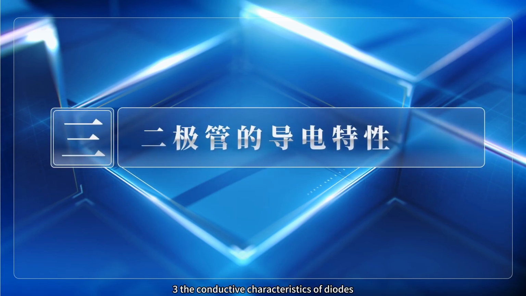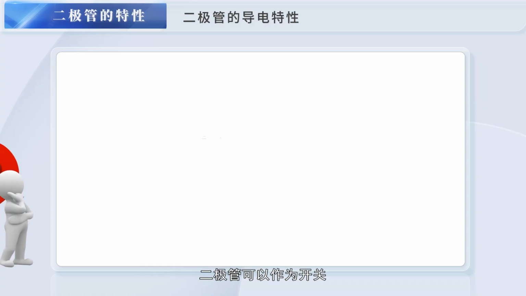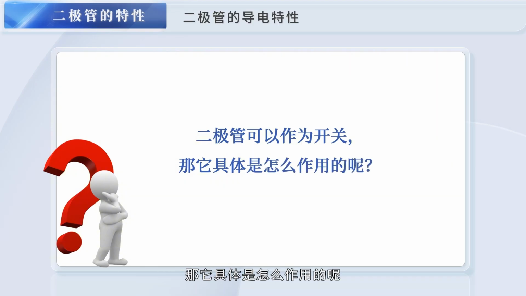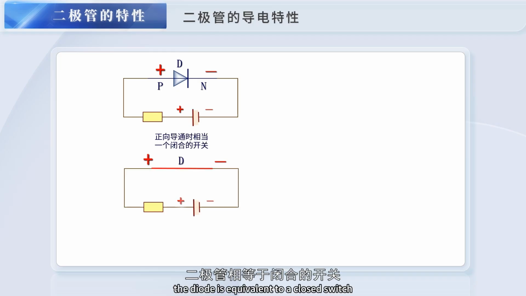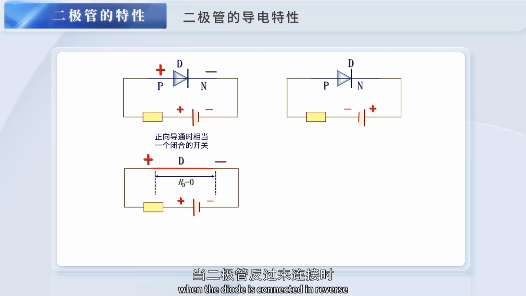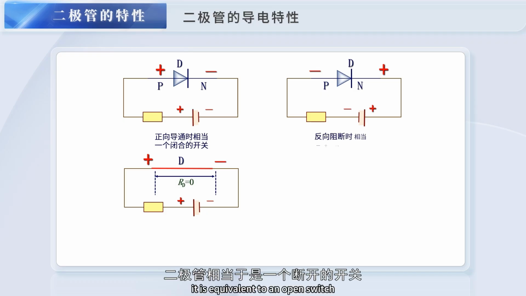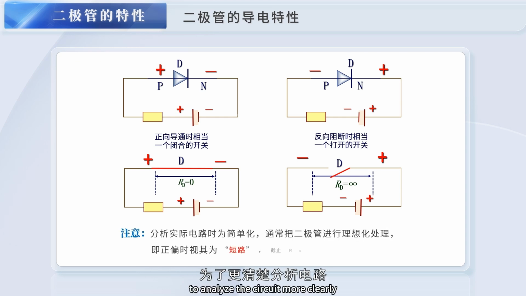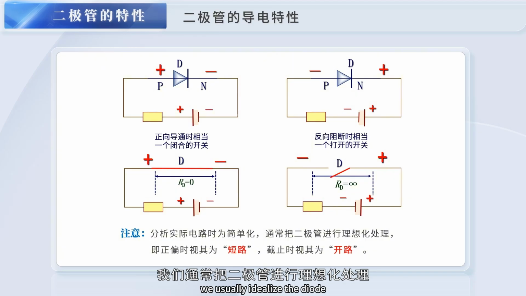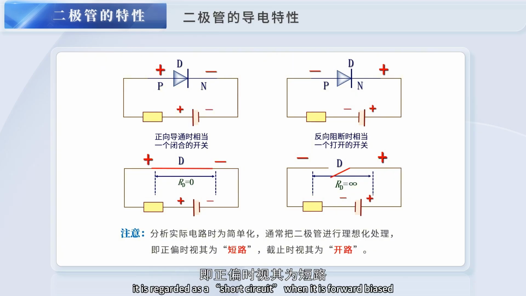Third, the conductive characteristics of diodes. A diode can be used as a switch. How does it work exactly? When a diode is forward connected, it is equivalent to a closed switch. When the diode is connected in reverse, it is equivalent to an open switch. This is the switching function of the diode. To analyze the circuit more clearly, we usually idealize the diode. It is regarded as a short circuit when it is forward biased, and an open circuit when it is cut off.